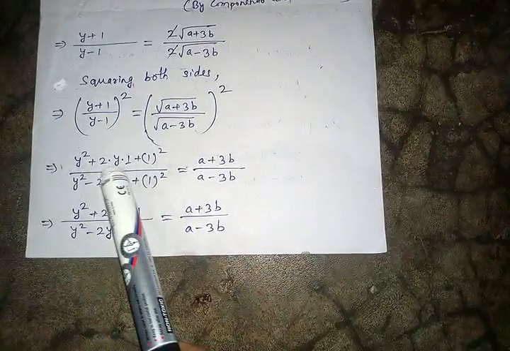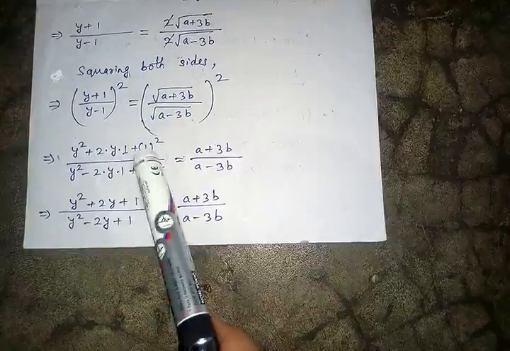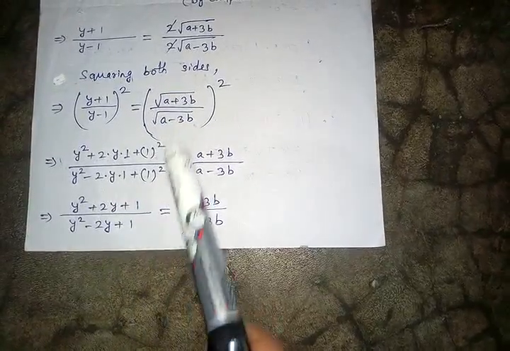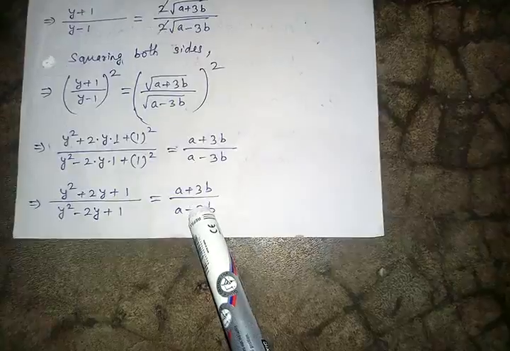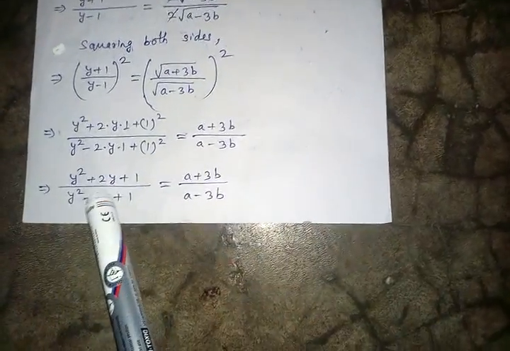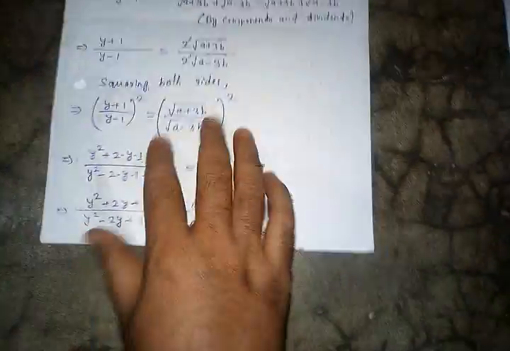Now here some simplification is there, y square plus 2 into y into 1, 2y, 1 square 1. Same thing here also we simplify and we write the same thing here. Now we will apply componendo and dividendo again. So same thing we will do in the next page.